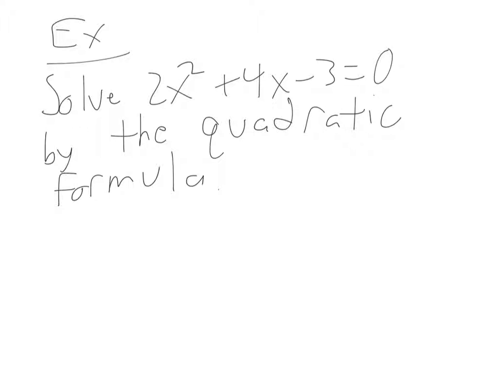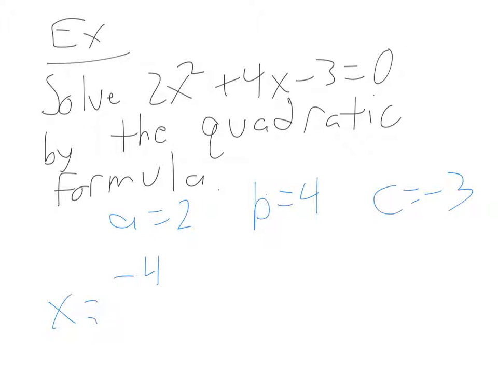So if I tell you to solve this equation by the quadratic formula, even though our a is not 1, it's actually 2, our b is 4, and our c is negative 3, respectively, we can still use the quadratic formula the same way. All we have to do is plug our numbers in, our opposite of b, which in this case would be negative 4 plus or minus the square root of 4 squared minus 4 times a times c, so that would be 4 times 2 times 3.